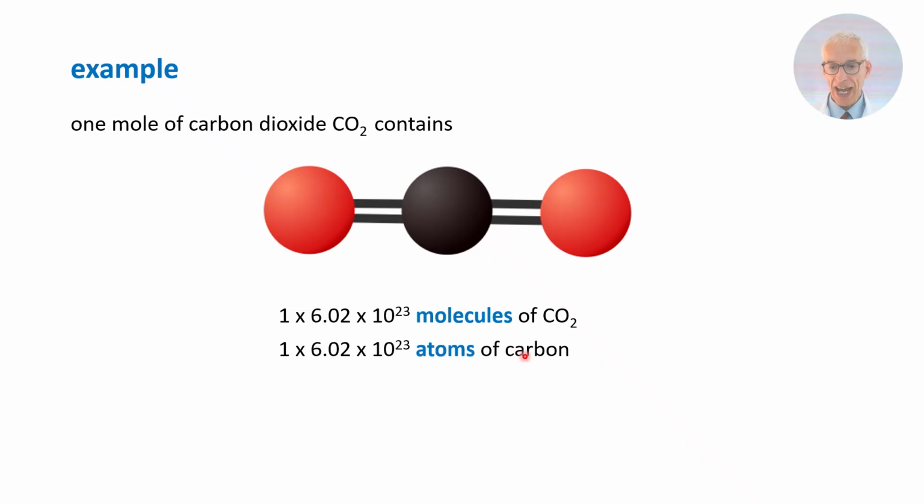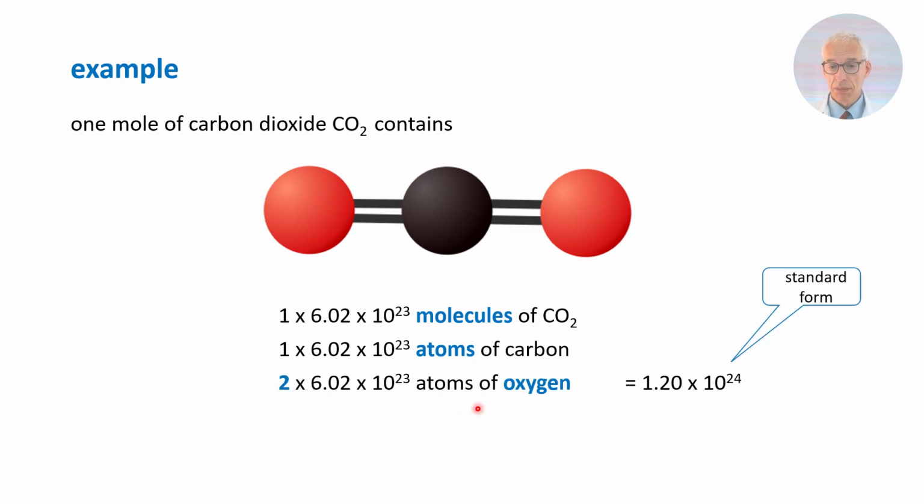But if we count atoms of carbon, well, for every molecule, there's 1 atom of carbon. So we have Avogadro's constant atoms of carbon as well. But if we count numbers of atoms of oxygen, well, for every molecule of carbon dioxide, there are 2 atoms of oxygen. So our numbers of atoms of oxygen are 2 times Avogadro's number. That is 1.2 times 10 to the 24.